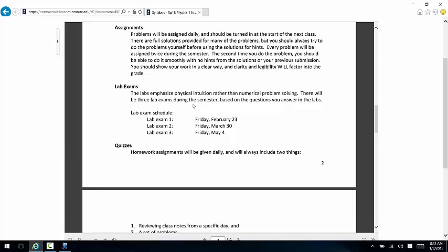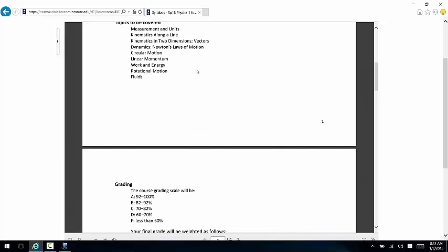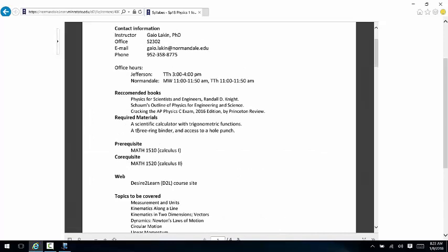The second thing, oh, you know what I forgot to say? So required materials, I got sidetracked on the calculator. I also want you to get a 3-ring binder.